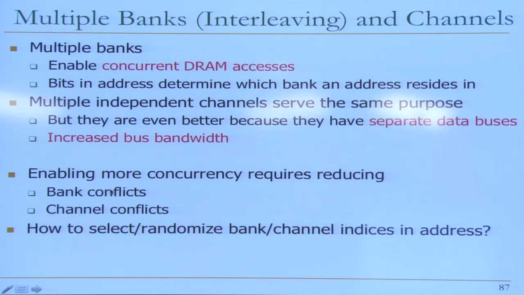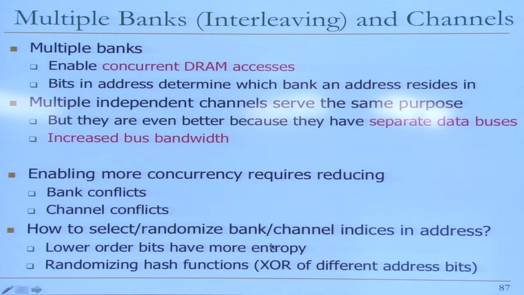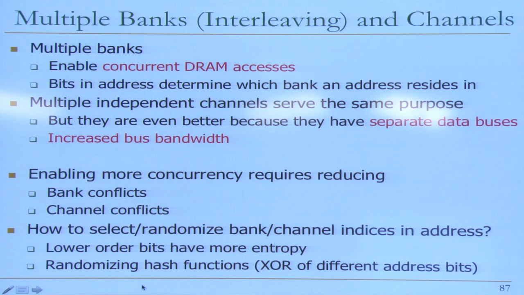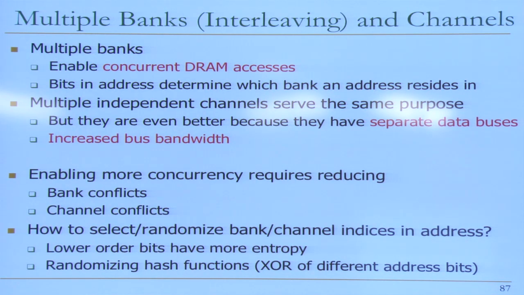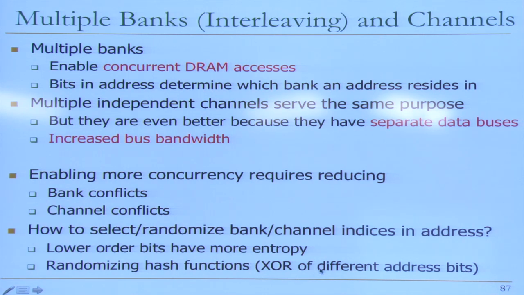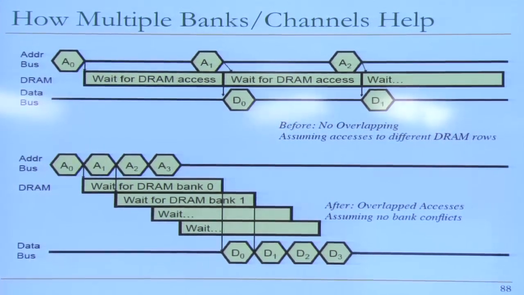So people have actually tried to minimize these conflicts. How do you select and randomize bank and channel indices in an address? And we've already discussed this, so I'm going to go through this relatively quickly. Lower order bits have more entropy, so people usually use lower order bits. And we've also seen a similar problem as we've discussed earlier, right? This is similar to distributing the accesses such that you don't get set conflicts, right? And we've seen caches that actually hash the addresses or use randomizing hash functions by XORing the different address bits. That way, you hopefully get a better distribution of accesses to different banks. And you can study this.